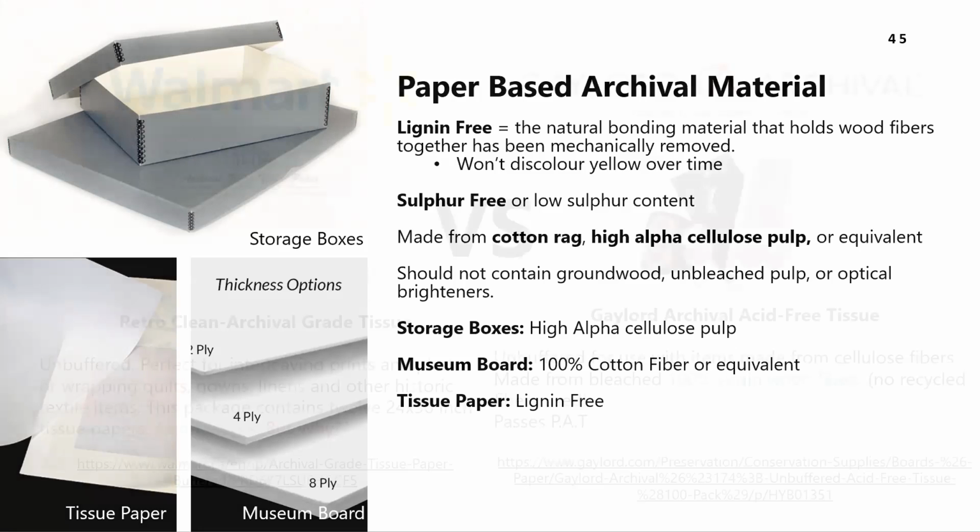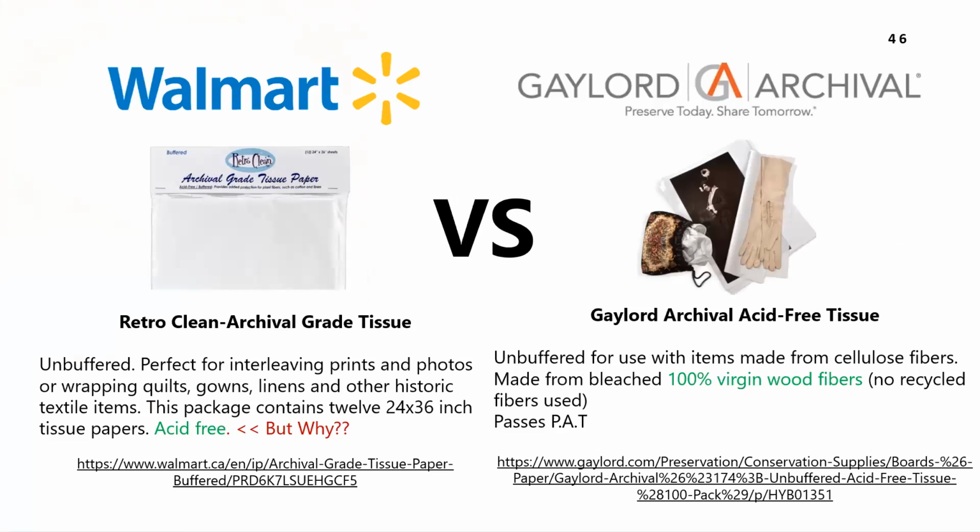So here's a fun little versus. Walmart does sell an archival grade tissue, but I put it in comparison with the Gaylord archival acid-free tissue. The Walmart brand says it's acid-free. Okay, but why? Why is it acid-free? You can't just tell us that. Whereas the Gaylord archival acid-free tissue explains that it's made from 100% virgin wood fibers, and that it also passes the PAT test. And even on their website, it goes into more description. And so once you know what terms to look for, you'll start to see what materials may be best to use for your collection.